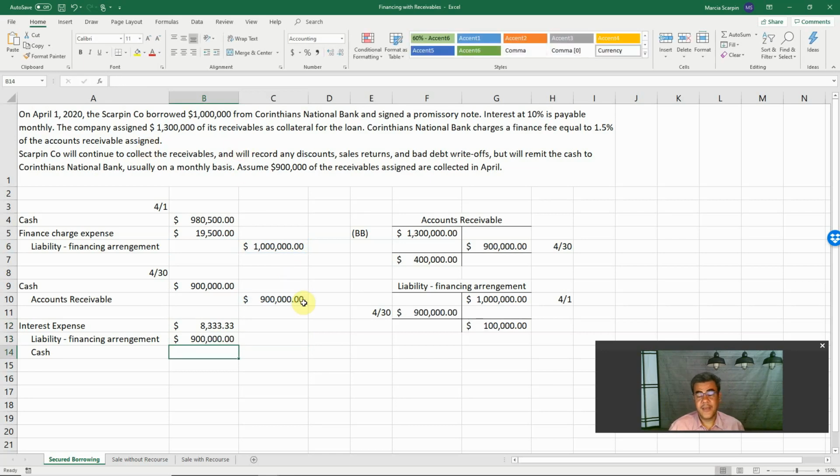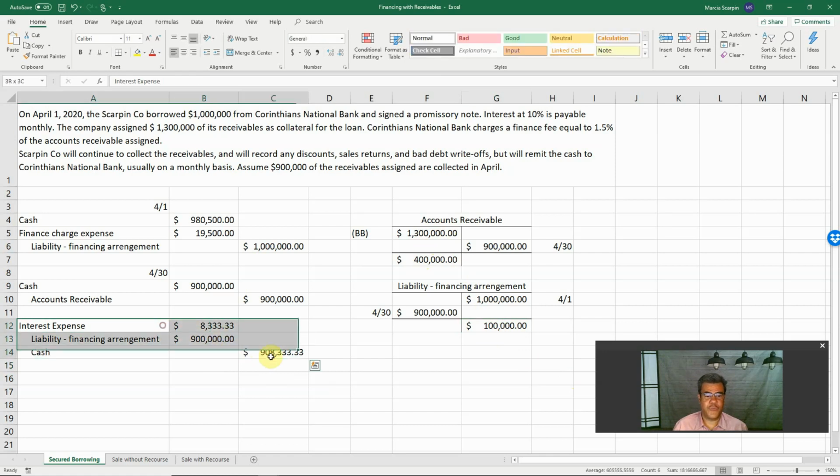Our liability, our financing, will be how much we collected, so it is $900,000. What about cash? Cash is a combination of both. So we still have $400,000 on accounts receivable. However, only $100,000 of the financing arrangement. So next month, if we receive 200,000 or 300 or 400 or any number above 100, we will have this journal entry here only for the 100 remaining.